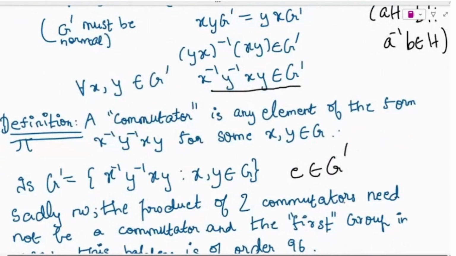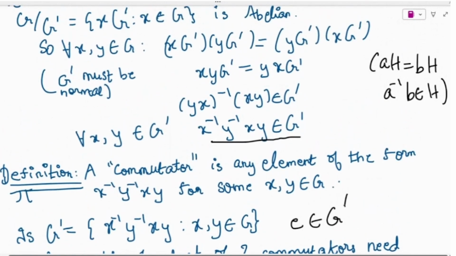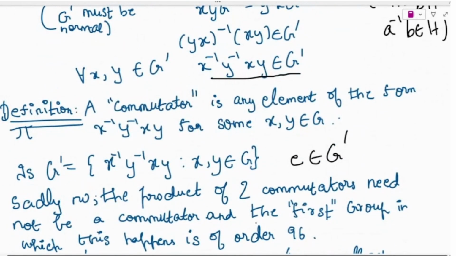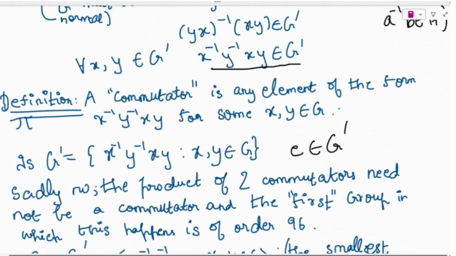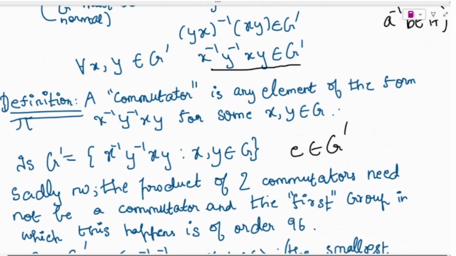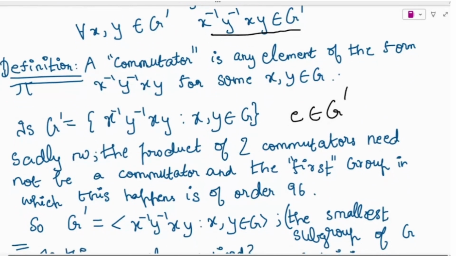So this is fine. But what about closure? A group must have an identity and it must be closed. But unfortunately, as it turns out, sadly, the product of two commutators need not be a commutator. That is, the set we defined is not a group. It is not even closed under the operation. By listing the orders, the first group in which this happens is of order 96, which is sad. This just reasserts how important proofs are.